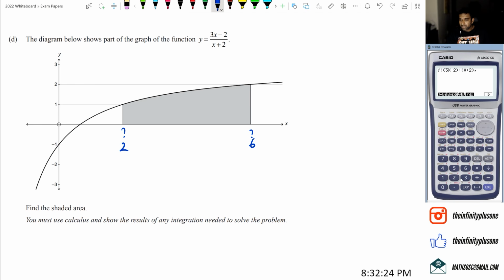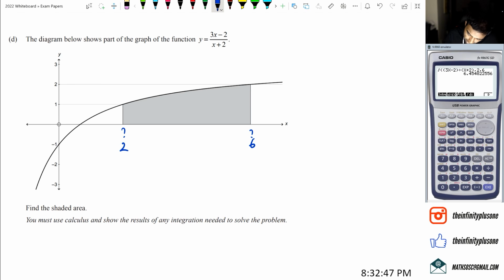And my two intervals are between 2 and 6. So when I actually do this, I get 6.455 as my answer. All right. So with that in mind, I'm going to keep that in the back of my head, or actually just leave it in the calculator, because I know that's what my final answer is going to be. All I need to do now is just to show the integration aspect of it.